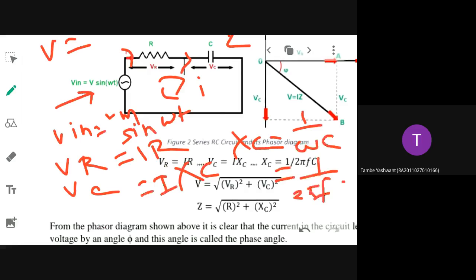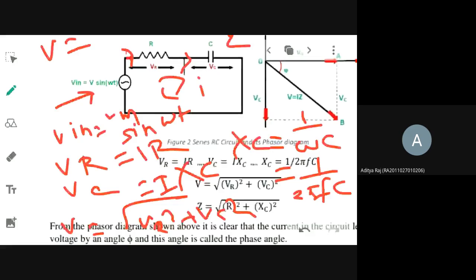And if I want to represent the total voltage, that is again the square root of VR squared plus VC squared. Again, if I substitute VR equal to IR, VC equal to IXC, I will be able to get the impedance formula. What is the formula for impedance? Root of R squared plus XC squared.